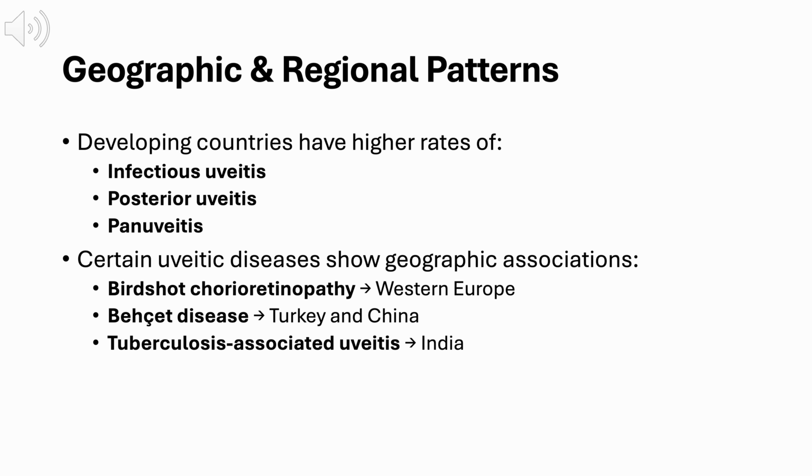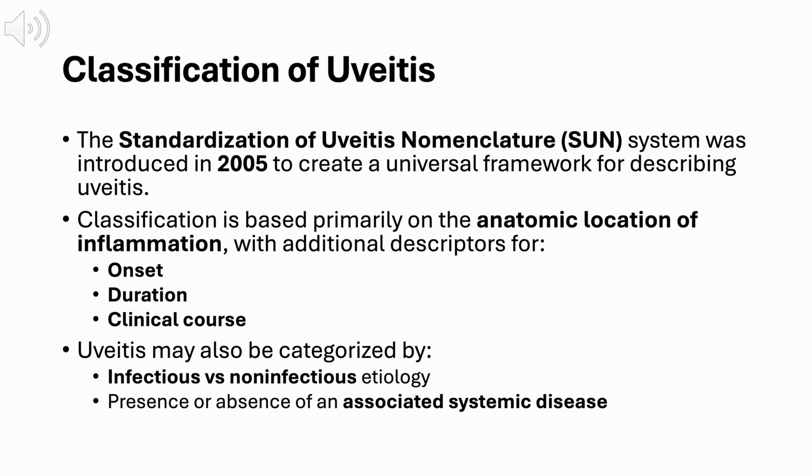To communicate clearly and study disease consistently, the field needed a common language, and that's the SUN system, the Standardization of Uveitis Nomenclature, introduced in 2005. SUN classifies uveitis primarily by the anatomic location of inflammation, with added descriptors for onset, duration, and clinical course.